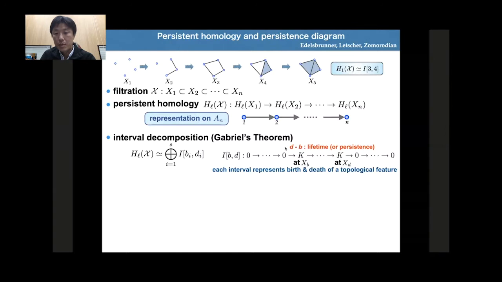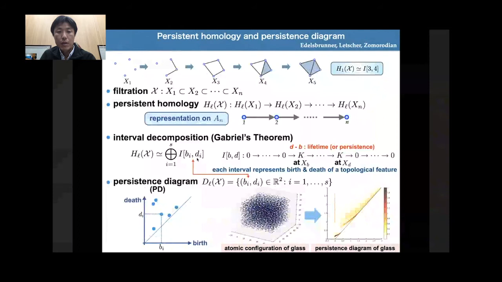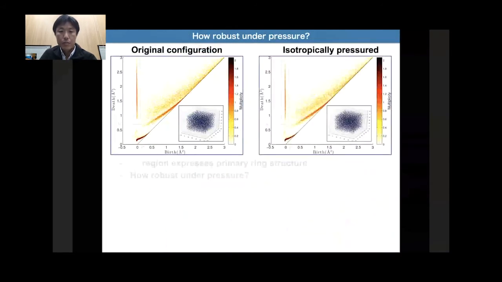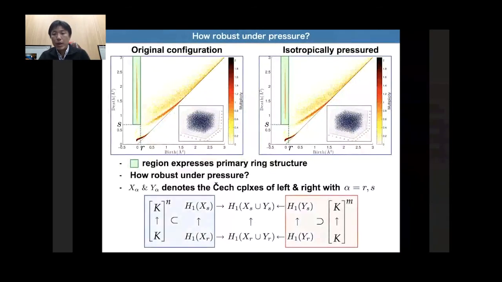This comes from Gabriel's theorem. And from this unique decomposition, in particular from the list of births and deaths appearing in this decomposition, the persistence diagram is defined as the collection of those birth-death pairs. So this is a standard pipeline to obtain the persistence diagram. This is good, but we need more concepts to define persistence on this commutative diagram.